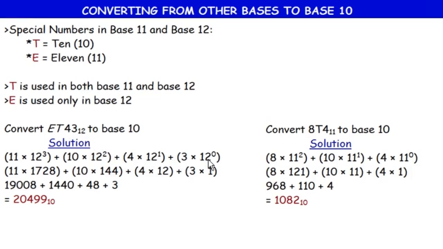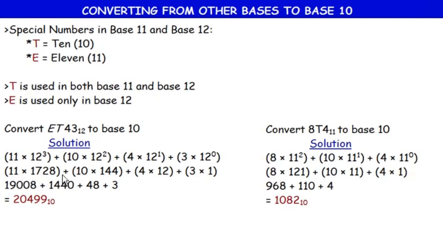Then we raise the base in each bracket to a power, starting with 0 from the extreme right to the extreme left. So here is going to be 3 times 12 to the power 0, 4 times 12 to the power 1, 10 times 12 to the power 2, and 11 times 12 to the power 3. 12 to the power 3 is 1728, 12 to the power 2 is 144, 12 to the power 1 is 12, and 12 to the power 0 is 1.